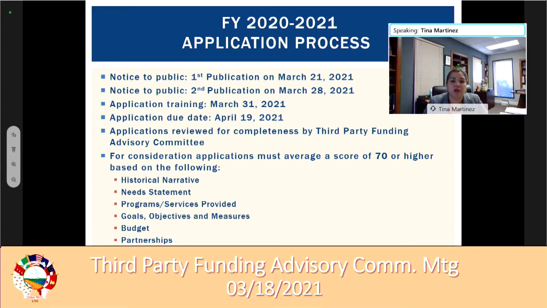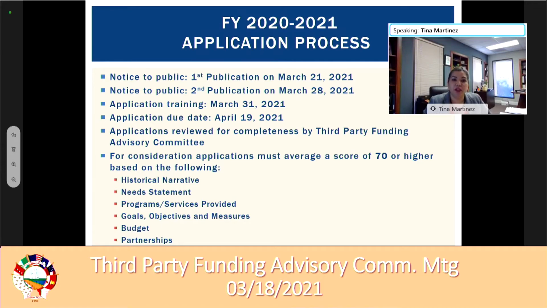So just to give you a brief timeline that we've put together here in staff, we're hoping to set up the first notice to the public in the Laredo Morning Times. The first publication would be on a Sunday, in the most circulated newspaper, March 21st. Then a second notice, March 28th.